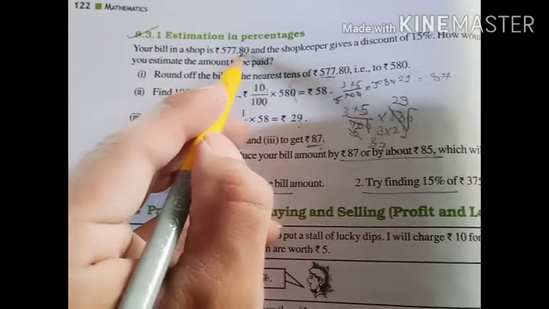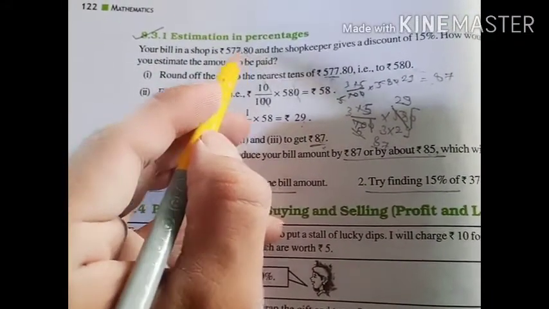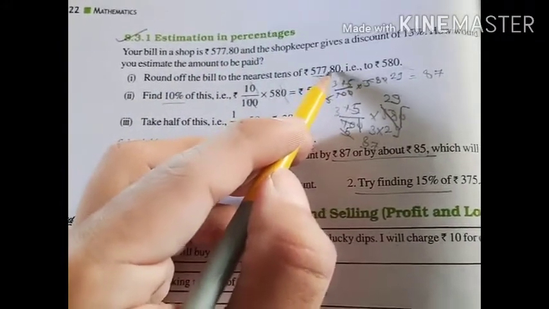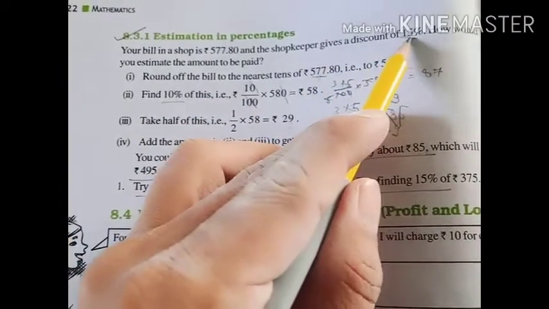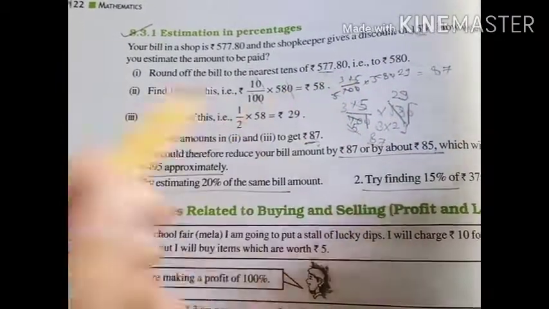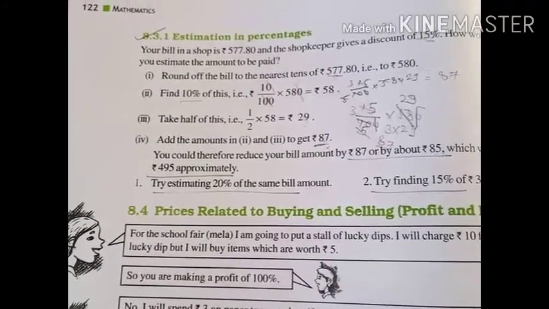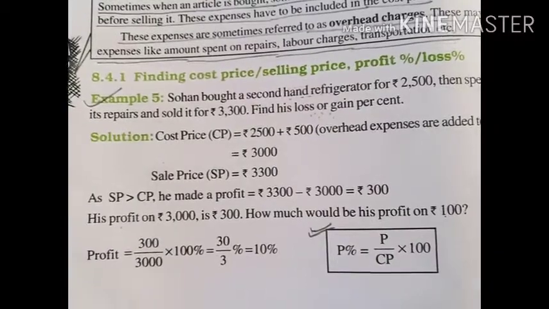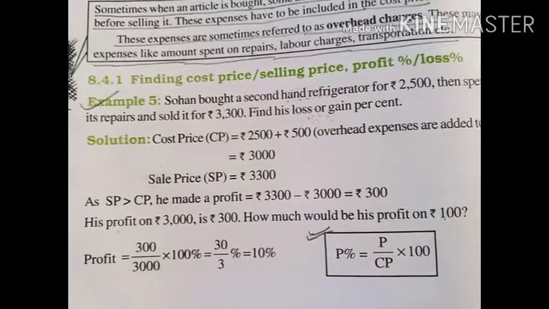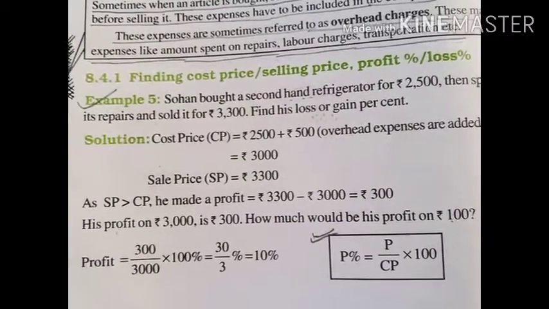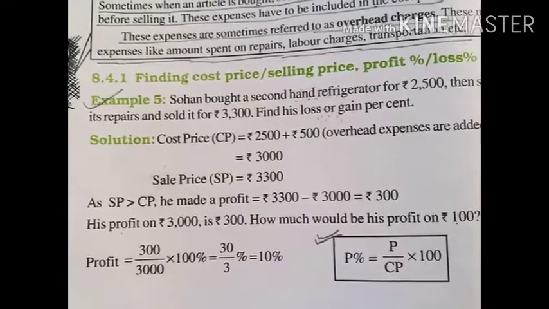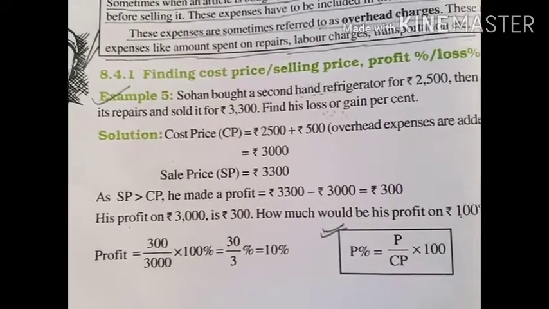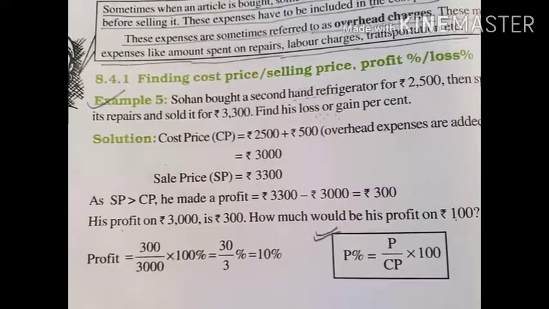If the decimal values are here in the price, we have to find the nearest 100 or nearest tens of it, then we have to find the percentage whatever is given in the question. So that's all for the topic estimating in percentage. Now the next topic is based on the selling price, cost price, profit and loss. For this topic we have to understand what is cost price, selling price, profit and loss. For this we have to move on to another page.